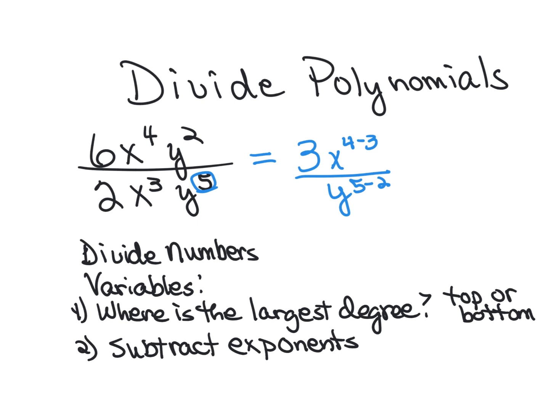And then your final answer, you're going to have 3. 4 minus 3 is 1, which is x to the first. And on the bottom, you have 5 minus 2 is 3. Normally, you're not going to see that x to the 1. It's just going to be 3x over y to the third power. You can also check these on Desmos by typing in the original problem and typing in the answer. You cannot use y when you type it into Desmos.